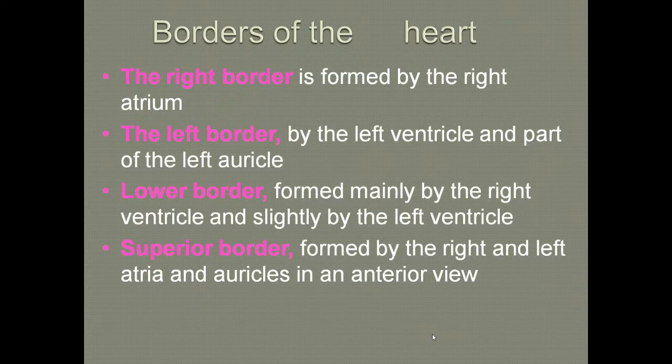Right border of the heart is formed by the right atrium, and the left border is formed by the left ventricle and part of the left auricle. Lower border is formed mainly by the right ventricle and slightly by the left ventricle, and superior border is formed by the right and left atria and auricle in an anterior view.